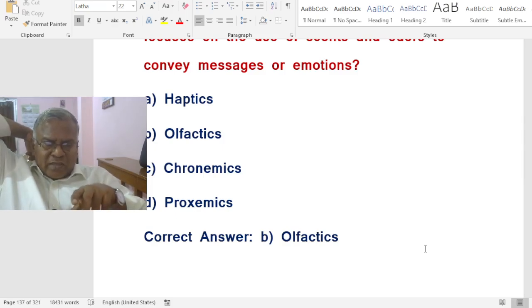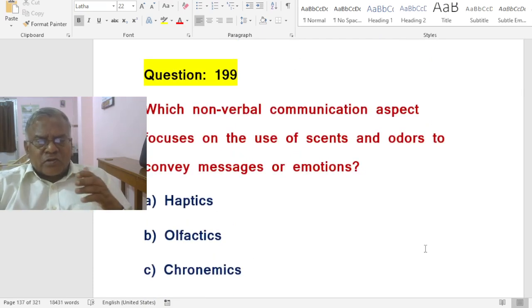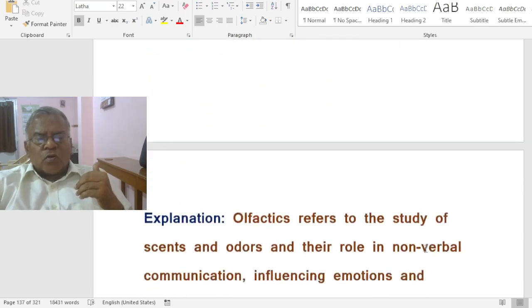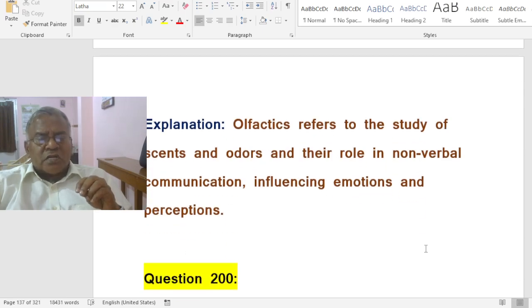No, I think it must be tactile, something like tactile. This olfactics is something related to the smell, use of sense, odors, etc. So olfactics refers to the study of sense and odors and their role in nonverbal communication, influencing emotions and perceptions.